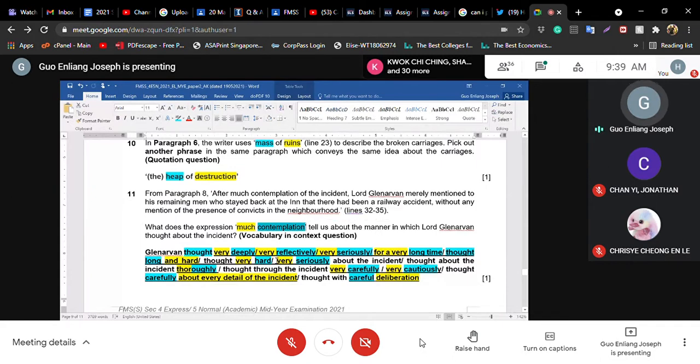You can start copying now and highlighting. This question is a vocab in context question. I'm asking you, what is the meaning of much contemplation in the context of the way Lord Glenarvan thought about the accident or the incident? This is the context, the manner in which Lord Glenarvan thought about the incident. In this case, the word very was missed out quite often by many people. Some of you didn't write the word very, so you got it wrong.